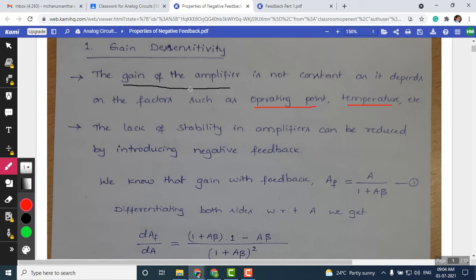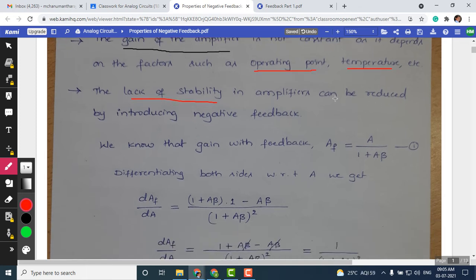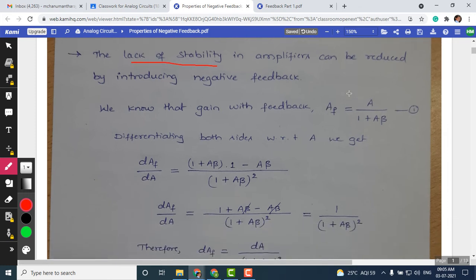Now in a practical amplifier, the gain depends on factors like operating point, the temperature, and even other parameters like beta with reference to the BJT, and that is a lack of stability. That lack of stability of an amplifier can be reduced by introducing negative feedback. We will see that in a couple of seconds. Now we will just take this basic gain equation.